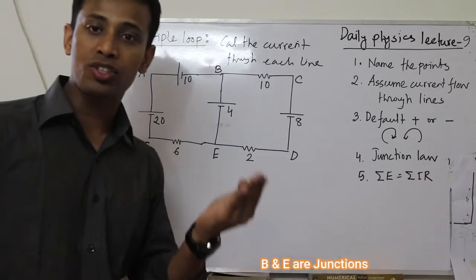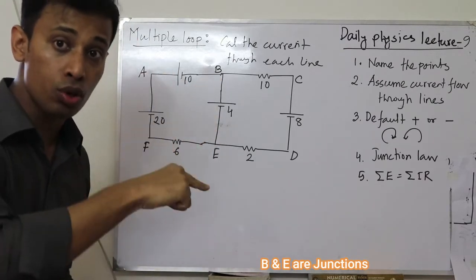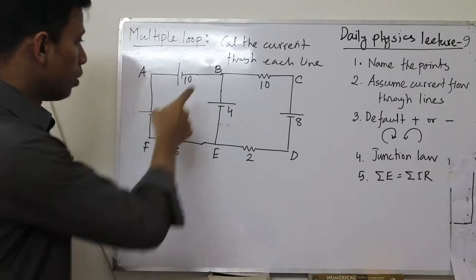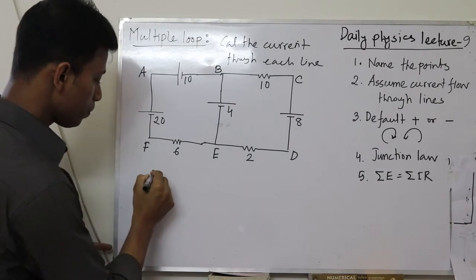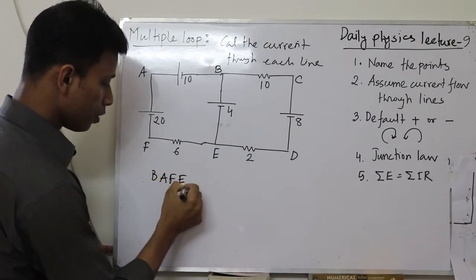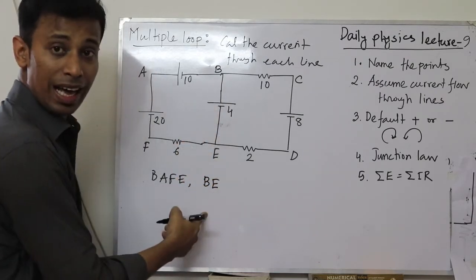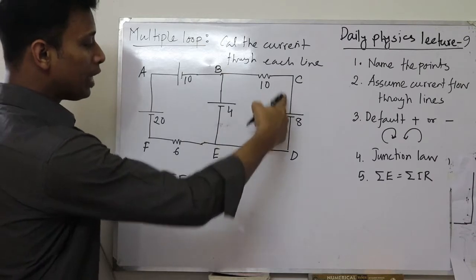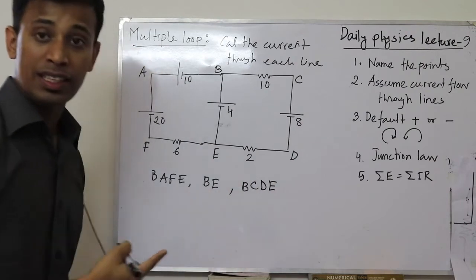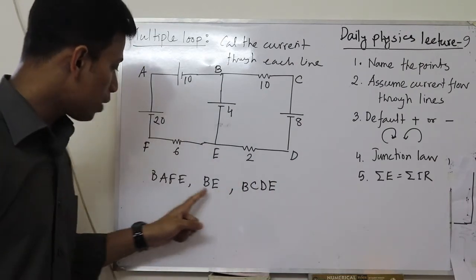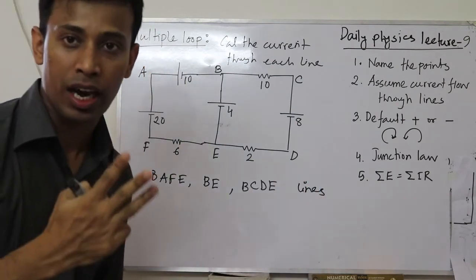And how many lines do we have? Line means going from one junction to another junction. So from B, A, F, E, this is one line. B to E, this is another line, and B, C, D, E, this is the third line. So there are 1, 2, 3 lines, so there must be 3 currents flowing.